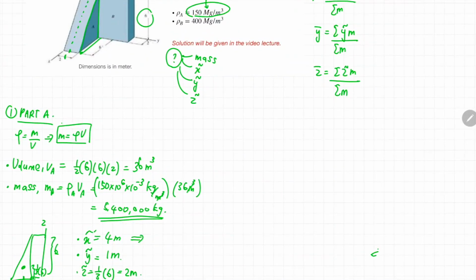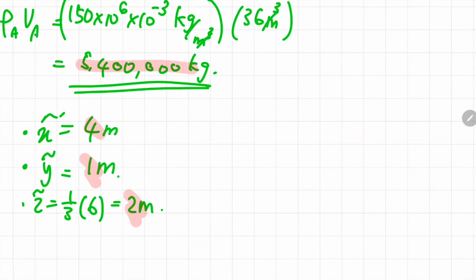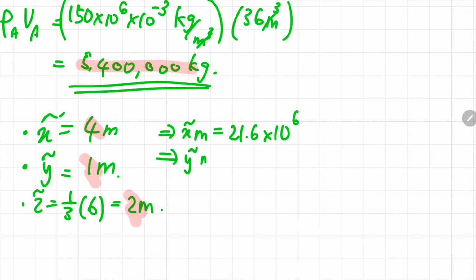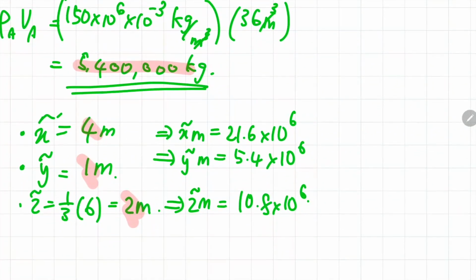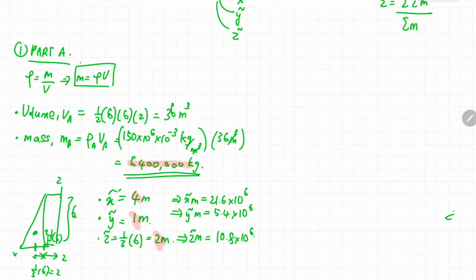Okay, now we need to multiply each centroid coordinate with the mass. So x curve multiplied with m, 4 multiplied with 5,400,000 kilograms, you will get a value of 21.6 times 10 to the power of 6. So y curve multiplied with m, accordingly you will get a value of 5.4 times 10 to the power of 6. And z curve multiplied with m, you get a value of 10.8 times 10 to the power of 6. Okay, because I am lazy to write many zeros many times, I just use a 10 to the power of 6 kind of expression.